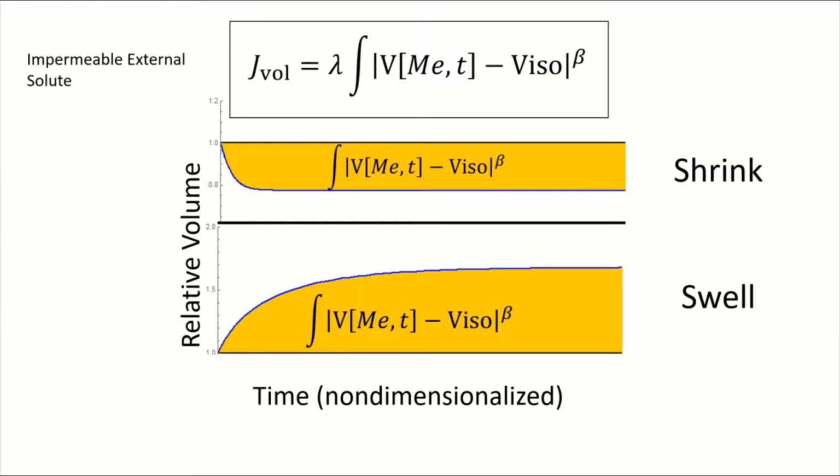Since we know what the volume is throughout time, assuming the external solution is impermeable to the membrane, we can now plot the difference between isotonic volume and current volume for both shrinking and swelling of cells. Assuming beta is 1, the shaded area is precisely the integral of the difference between volume and isotonic volume. This area is then shrunk or enlarged by lambda. This idea of adding up the difference in area is precisely what is captured by the integration, granted the area is modified by the beta and lambda constants.